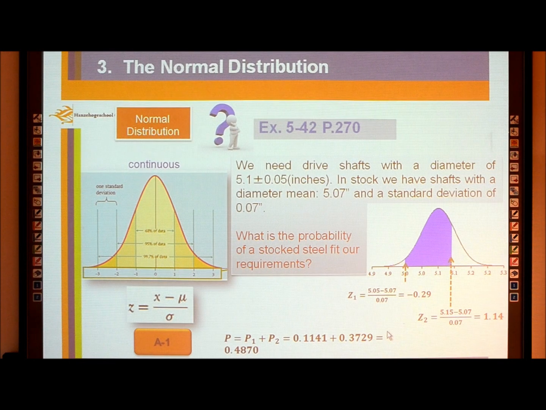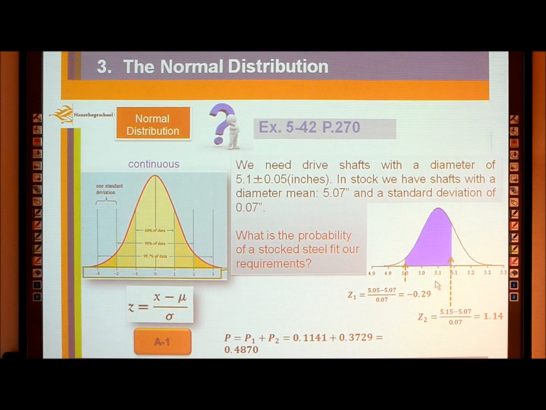When you add them up, then you get 0.4870. That means 48.70% of our data fits our requirement. And that means less than 50% of our shafts fit the requirement.